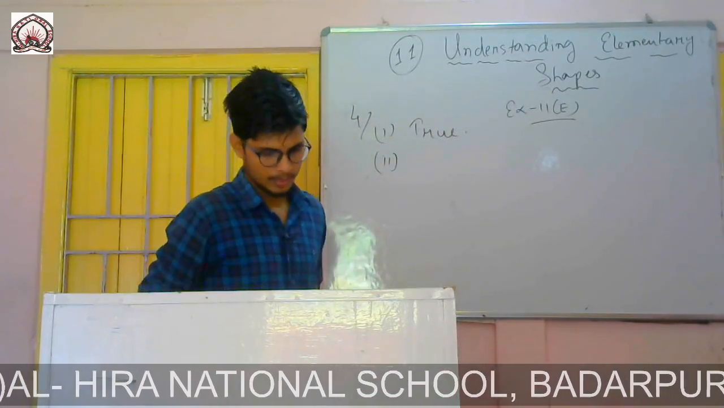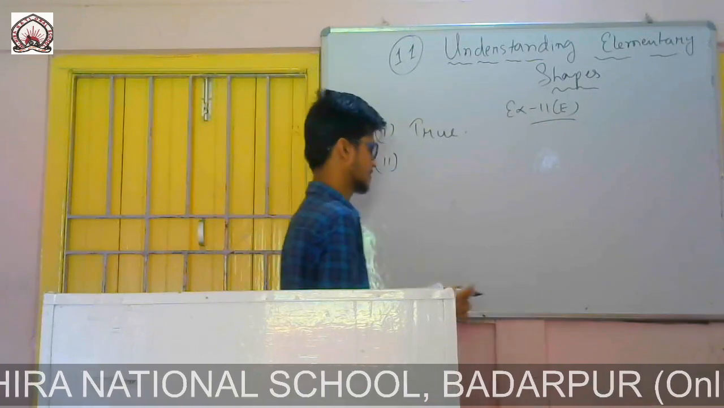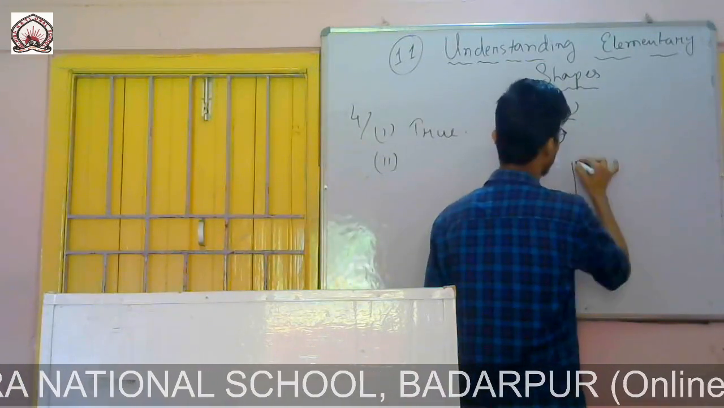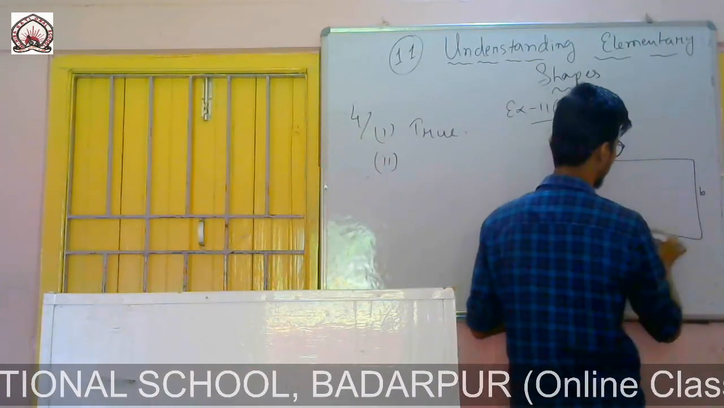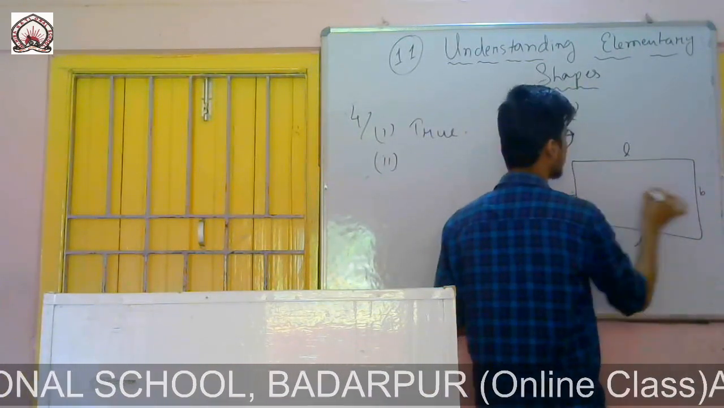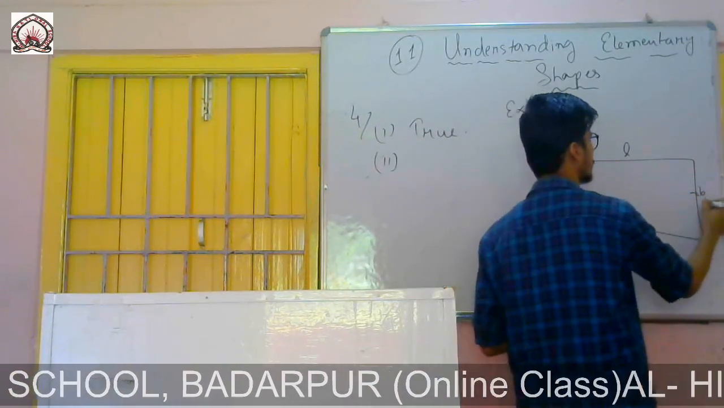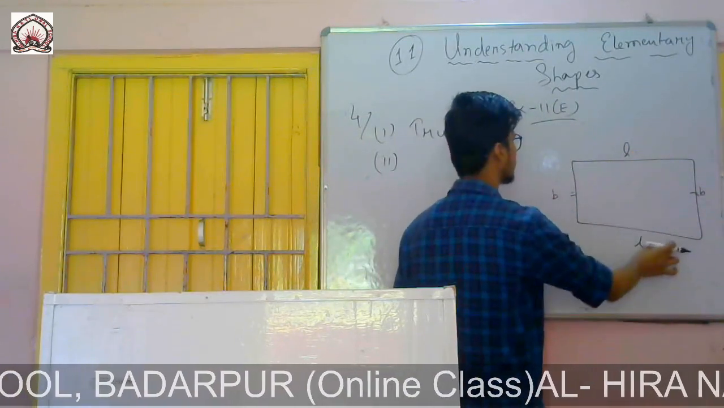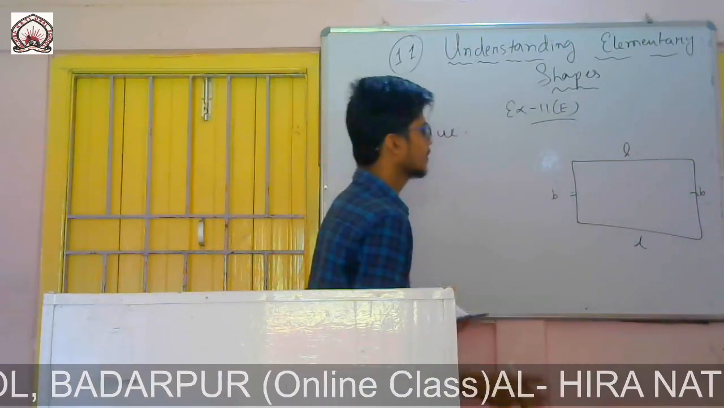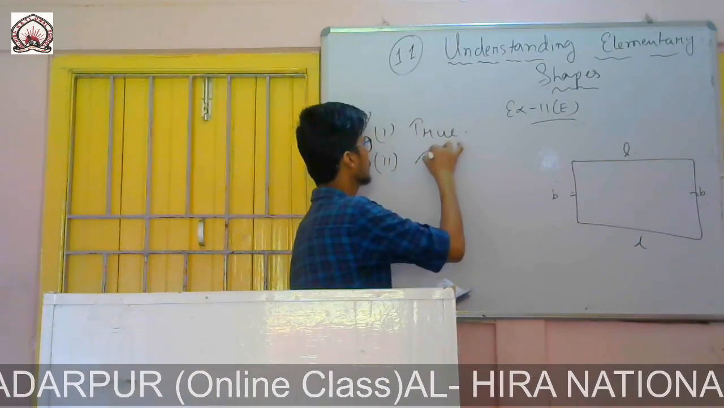Roman number 2, the opposite sides of a rectangle are equal in length. Yes, in a rectangle, if this side is breadth, then this side also is breadth, and this side is length. The opposite sides are equal. If this one is 10 centimeter, then this side will also be 10 centimeter. If length is 5 centimeter, then the opposite length also will be 5 centimeter. So the opposite sides are equal. So this one is true.